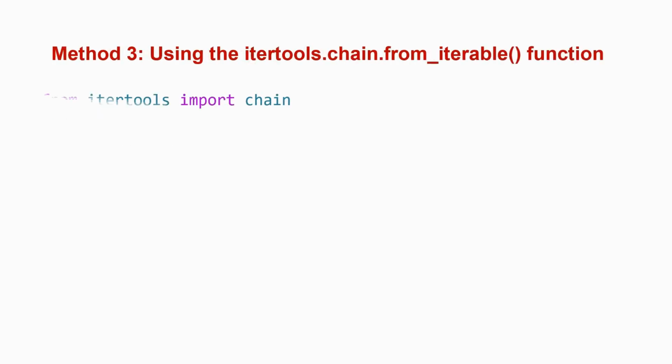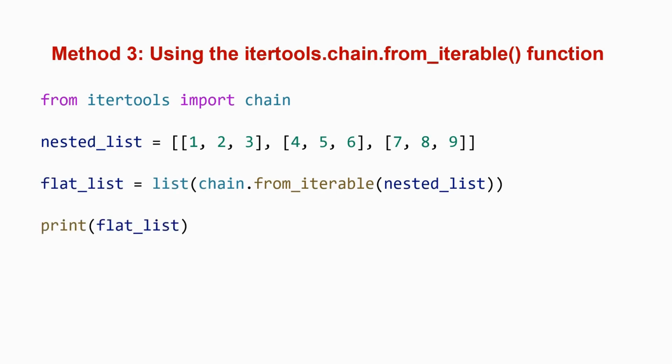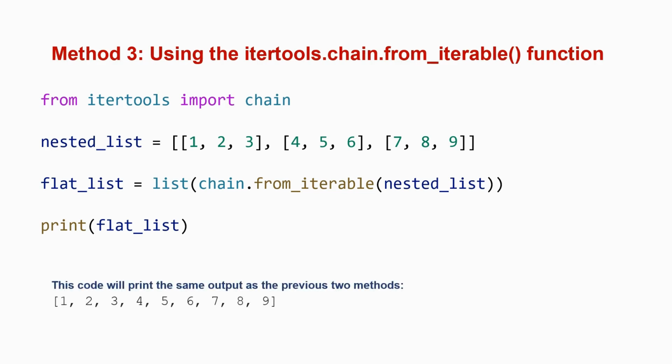The third method we will use is the itertools.chain.from_iterable function. This function takes an iterable of iterables and returns a single iterator that yields all the elements from the sublists. Here is an example of how to flatten a list of lists using the itertools.chain.from_iterable function. This code will print the same output as the previous 2 methods.